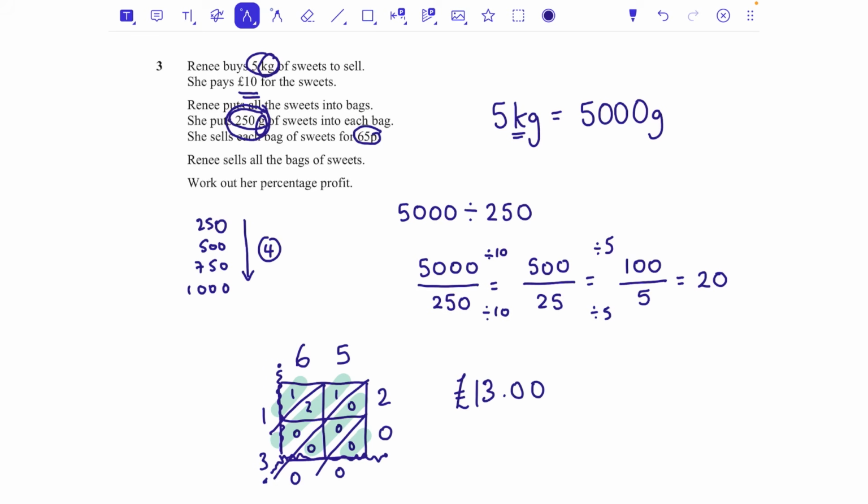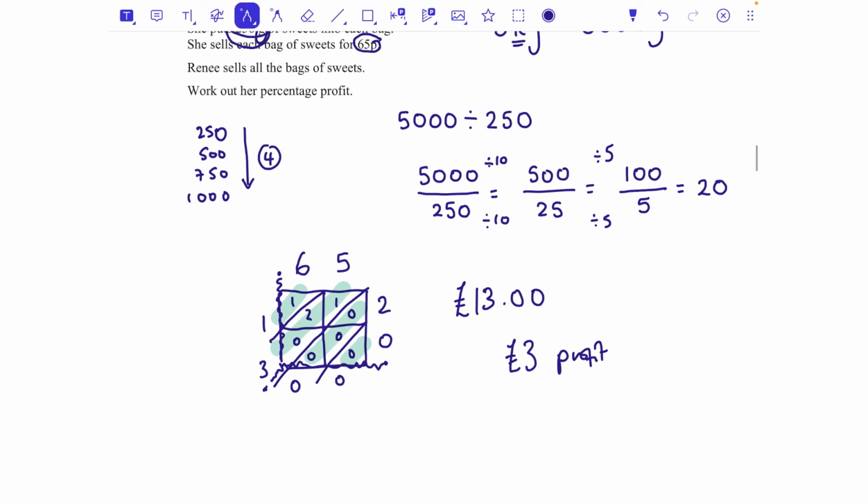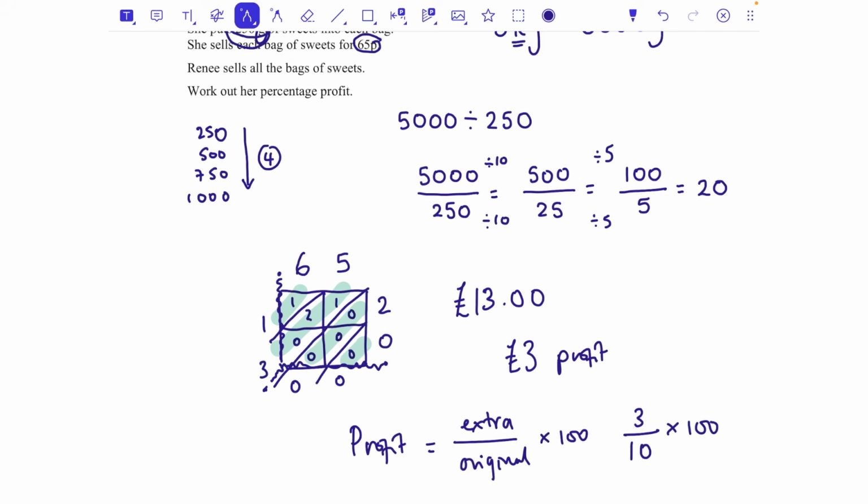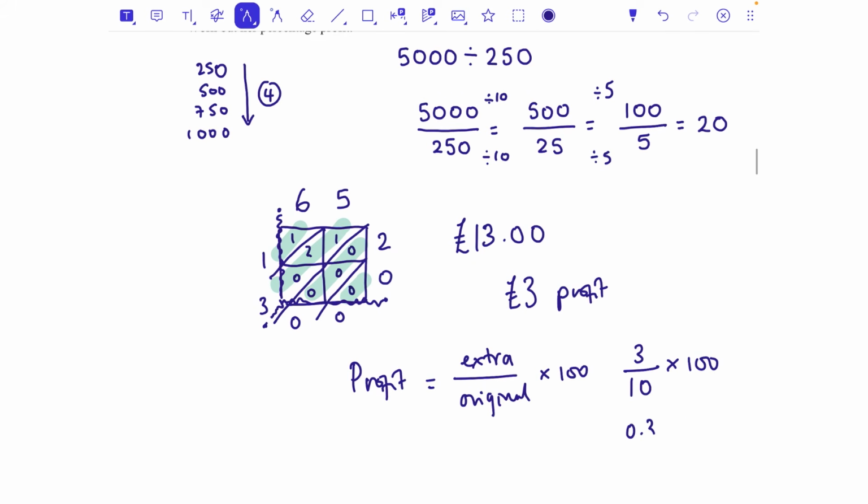So what's her profit? Well, she spent £10 in the first place. So £3 profit. And when we're calculating profit, we do the profit over the original times by 100. So profit is the extra money you've made over the original times by 100. So that's £3 out of £10, which is what Renee spent out originally, times by 100. Now 3/10 is 0.3 times by 100 is 30% profit.